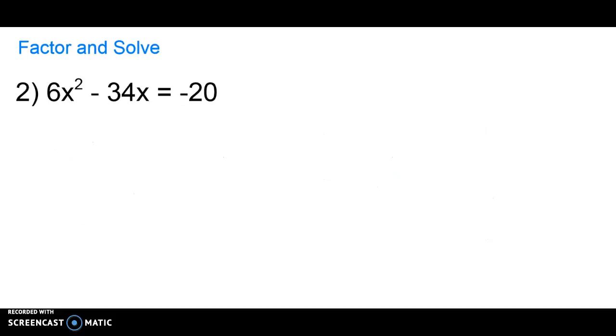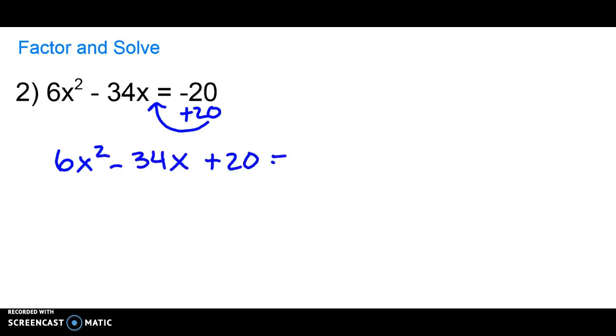So now 6x squared minus 34x equals -20. So is everything on the same side? No. I need to take this -20 and I need to add it to the other side. And I need to make sure that when I move it over, I keep everything in order. It has to be the x squares, then the x's, then my numbers. So I'm going to rewrite this as 6x squared minus 34x plus 20 now equaling 0.